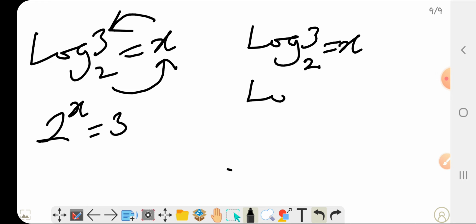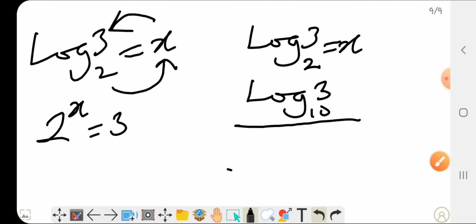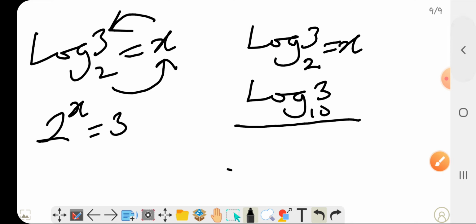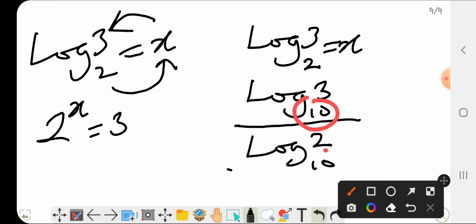Write log 3 and give it base 10 because it's very important for you to give it base 10. Divided by, again, write log 2 also and give it base 10. The bases must be the same. Log 2 and give it base 10. So that is it. The bases must be the same. This here I have base 10 and I have base 10. If you are giving base 5, let this one be base 5 and let this one be base 5. That's what they call change of base.